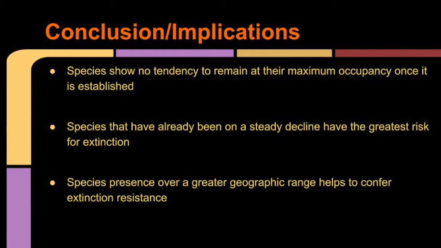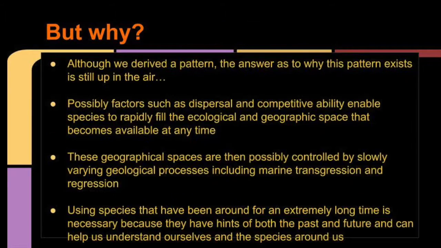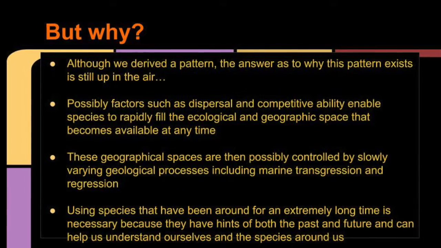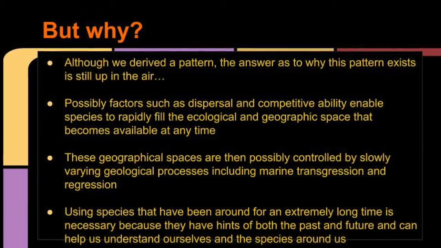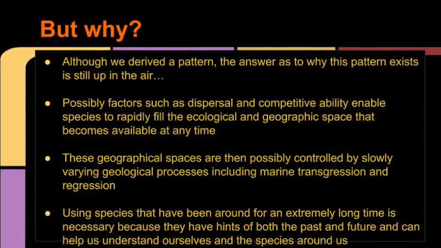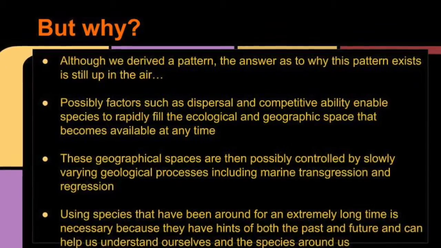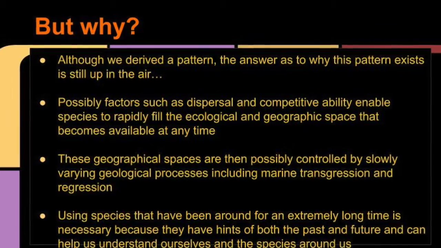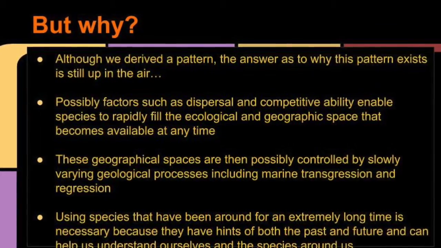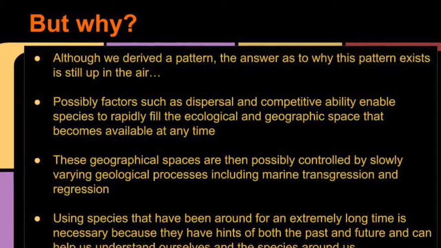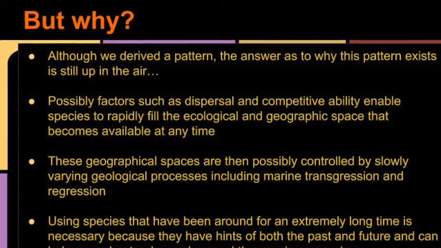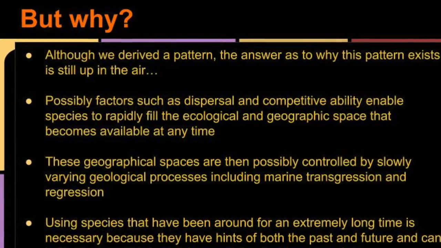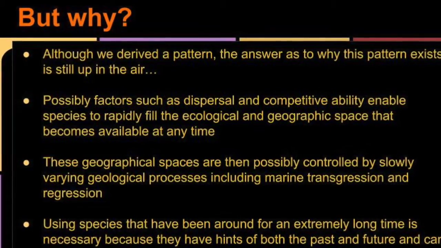So why? Although we derived a pattern, the answer as to why this pattern exists is still unknown. Possible factors such as dispersal and competitive ability enable species to rapidly fill the ecological and geographic space that becomes available at any time. These geographical spaces are then possibly controlled by slowly varying geological processes, including marine transgression and regression. Using species that have been around for an extremely long time is necessary because they have hints of both the past and future and can help us understand ourselves and the species around us.